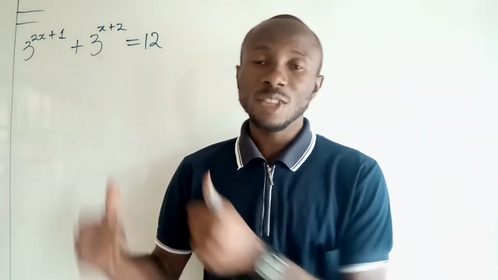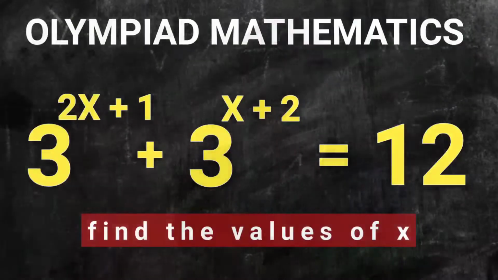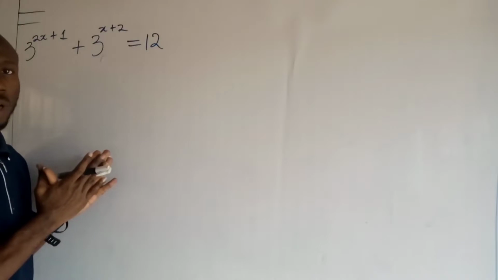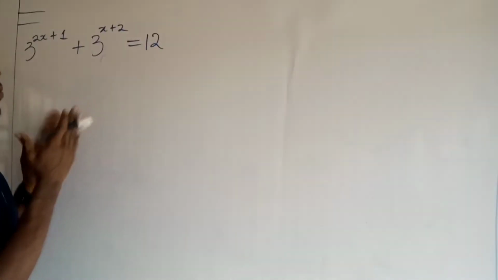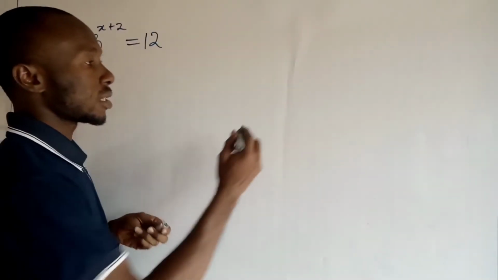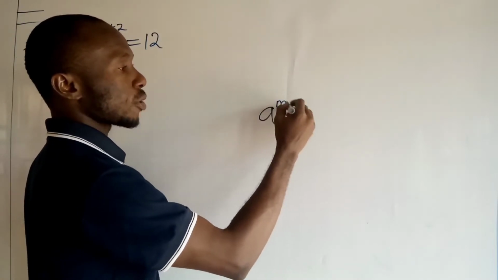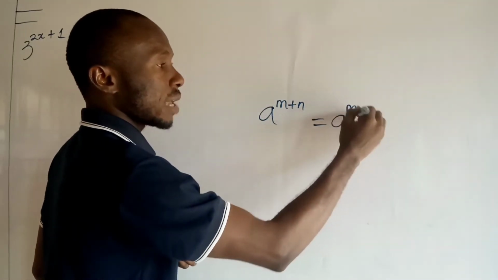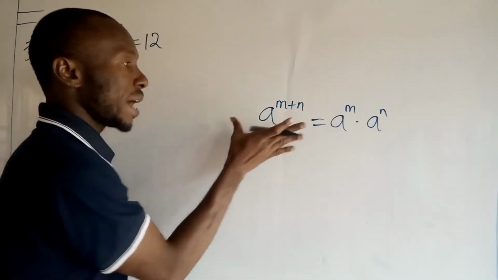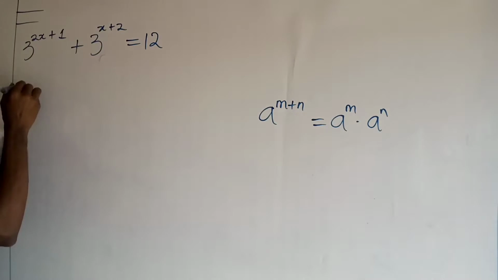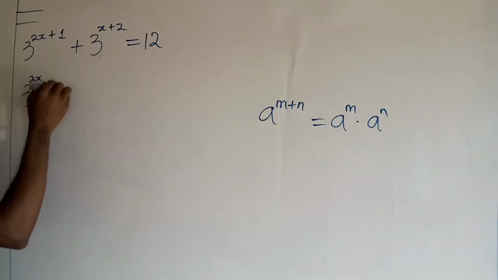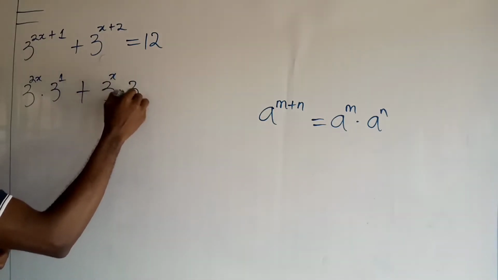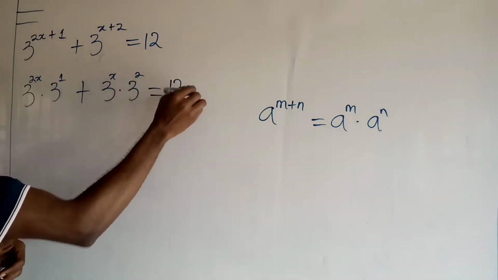So with that being said, let us dive into this question right now. Alright viewers, I'm going to be utilizing some laws of exponents to solve this problem. The first one I want to show you is that if I have a to the power m plus n, and I want to split the powers of a, I'll have a to the power m times a to the power n. So by this law, this equation will become 3 to the power 2x times 3 to the power 1, plus 3 to the power x times 3 to the power 2, of course, equal to 12.